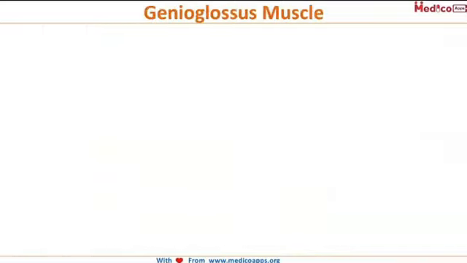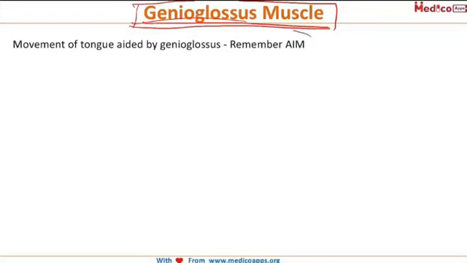Now let's talk about the genioglossus muscle. The genioglossus muscle is a large fan-shaped muscle that forms the bulk of the tongue. Basically its function is remembered by the mnemonic AIM. Remember AIM. A means anterior movement, that is protrusion of the tongue.